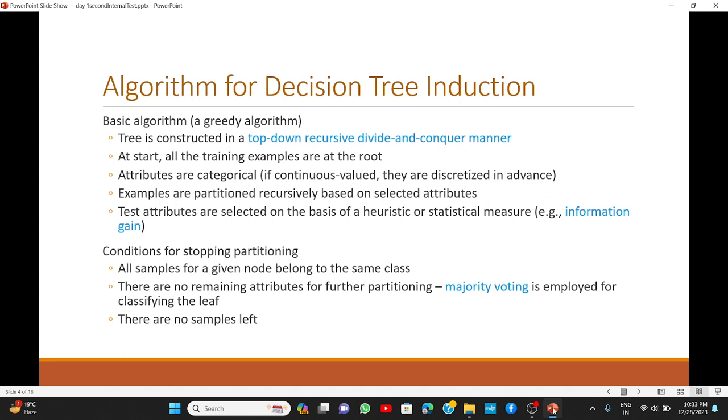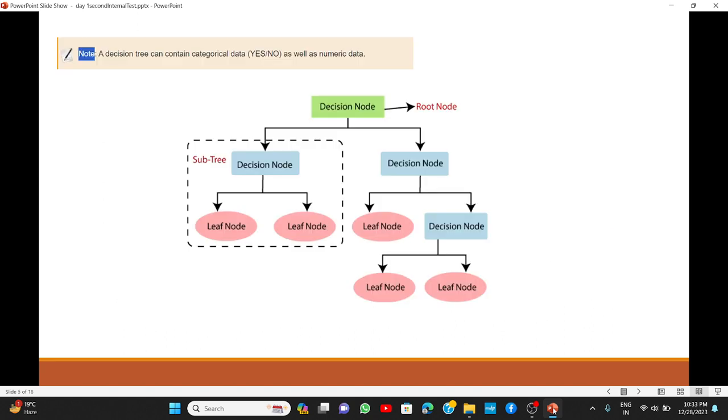Conditions for stopping partitioning: all examples for a given node belong to the same class; there are no remaining attributes for further partitioning, in which case majority voting is employed for classifying the leaf; or there are no samples left. This is the basic block diagram of a decision tree. Note that a decision tree can contain categorical data, yes or no, as well as numeric data.